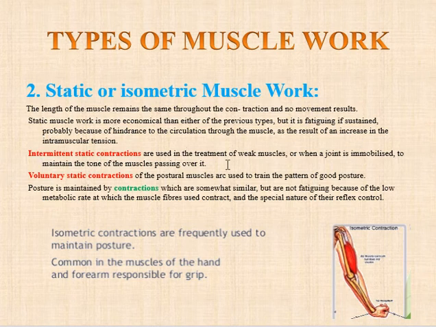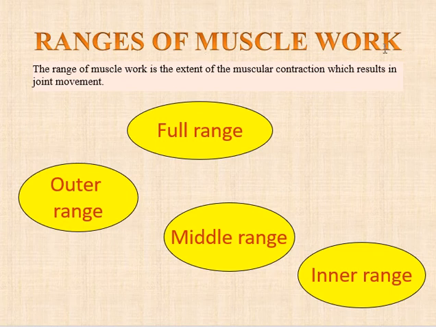Intermittent static contractions are used in the treatment of weak muscles, or when a joint is immobilized, to maintain the tone of the muscles passing over it. Voluntary static contraction of the posture muscles is used to train the pattern of good posture. Posture is maintained by contractions which are sometimes similar but are not fatiguing because of the low metabolic rate at which the muscle fibers contract and the special nature of their reflex control. Isometric contractions are frequently used to maintain posture, common in the muscles of the hand and forearm responsible for the grip. Now we will discuss ranges of muscle work.